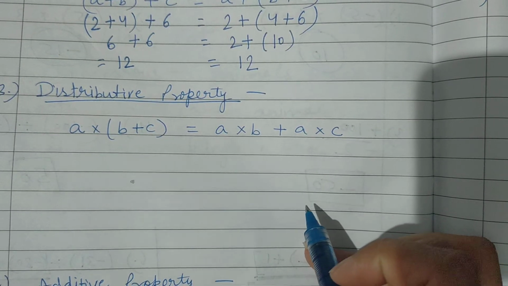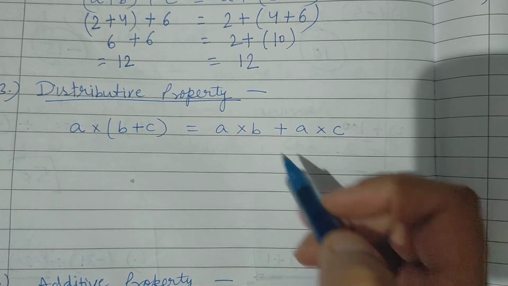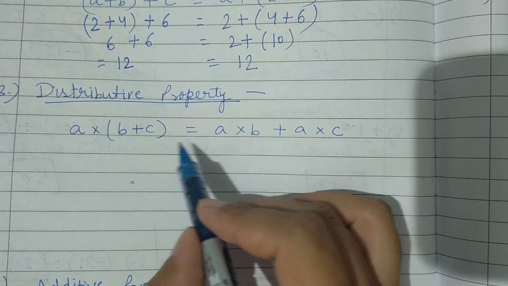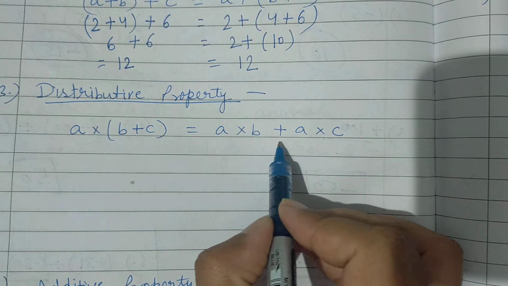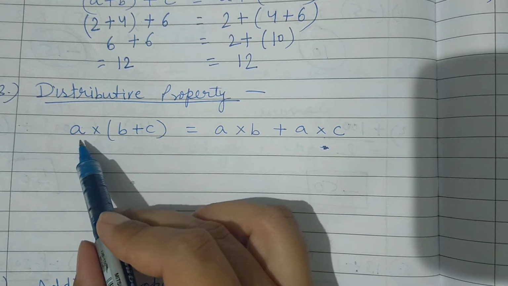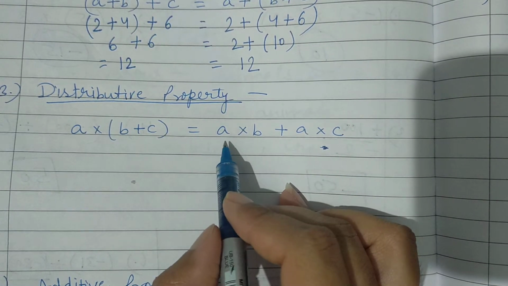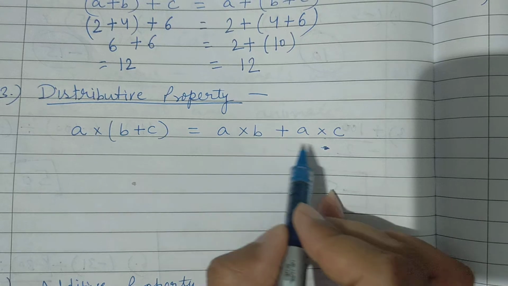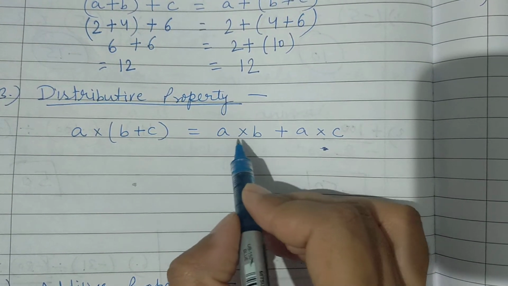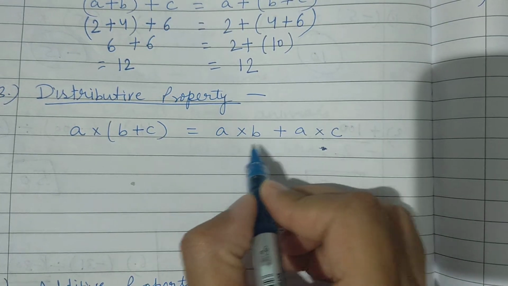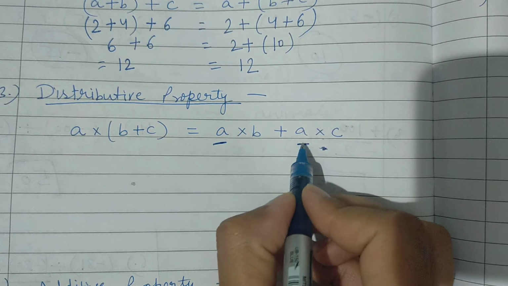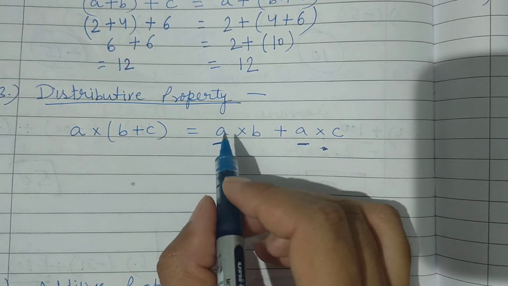Third property is distributive property. This property says a multiply b plus c is equal to a multiply b plus a multiply c. If this is given, we can write it in that form. See, in this, which one is common? A is common. So we can take out the common.